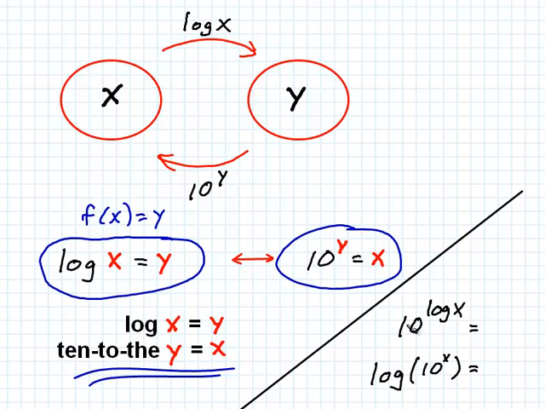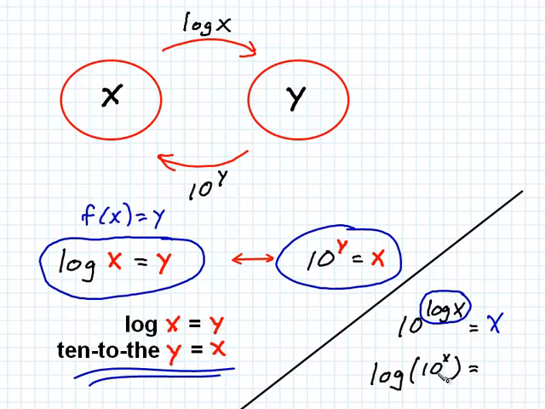Before we go on, let's look at a couple of special cases here. What is 10 to the log of x? Well, if you think about this, what we're doing is we're taking x, taking its log, that's giving us this number here, and then we're raising 10 to that number. So that's like starting with x, taking its log, and then taking 10 to that number. We're right back to x again.